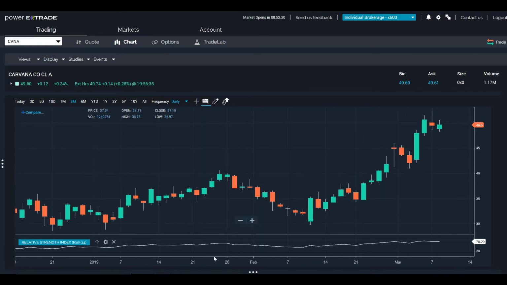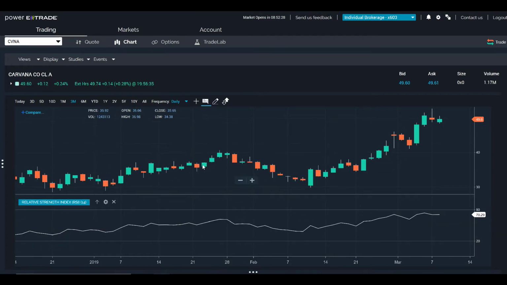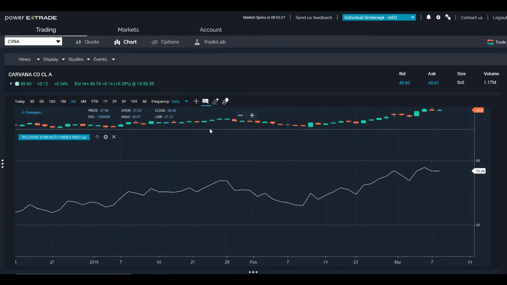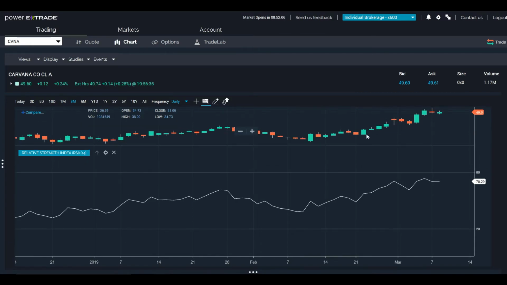All right, so let's just take a dive in that and see what's going on for the 3-month period of Carvana. Right, so you can see it's right just above 70. Okay, so using the relative strength index, it says that it's overbought. All right, so we might want to wait for a little pullback to see if we can get a better deal on this stock.